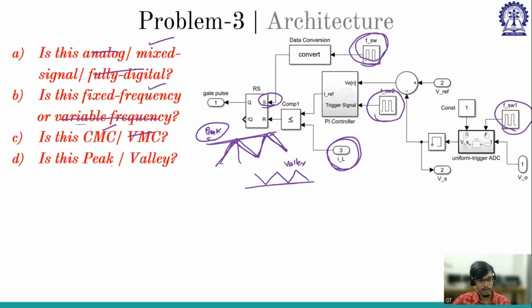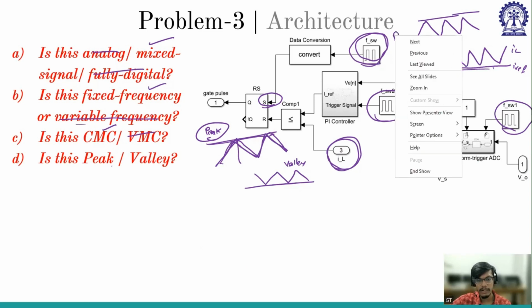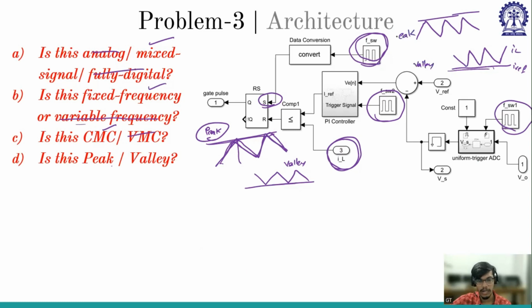So from trailing edge, how can we say if it is peak or valley? Trailing edge means the inductor current is trailing the reference, so it is below the reference, and leading edge means inductor current is leading, so inductor current is above the reference. So this is I reference, and this is inductor current. Inductor current is leading I reference, so it is above. So it is valley. And in trailing edge, inductor current is below reference. So this is peak current mode control or trailing edge. That's why I'm saying it is peak current mode control and not valley. Understood?